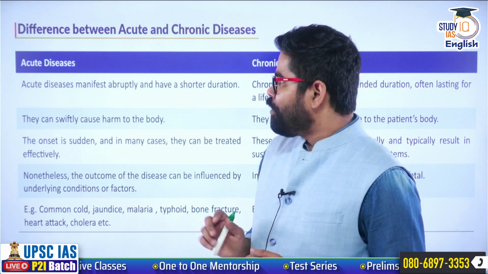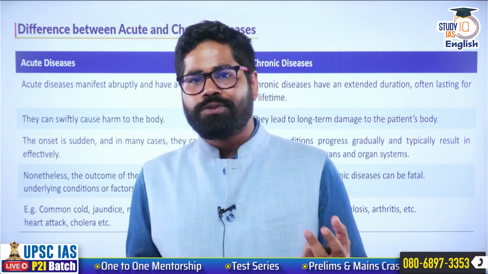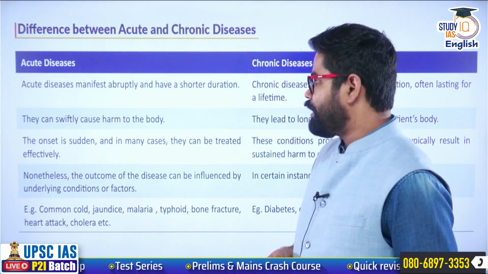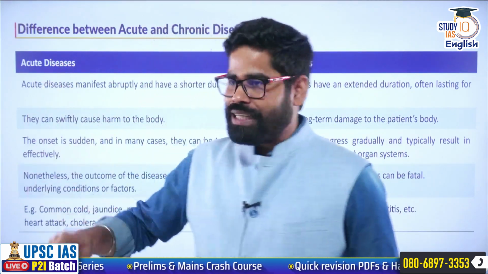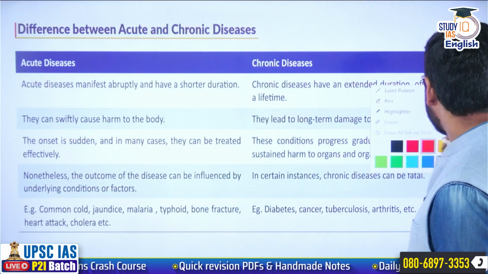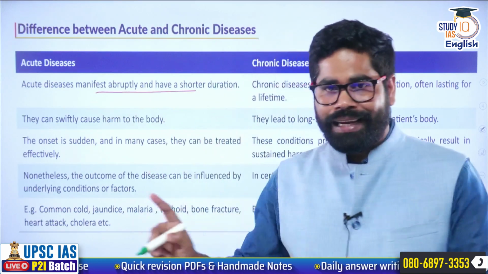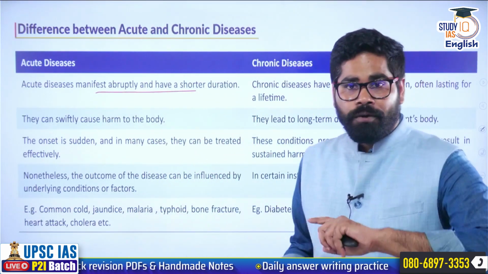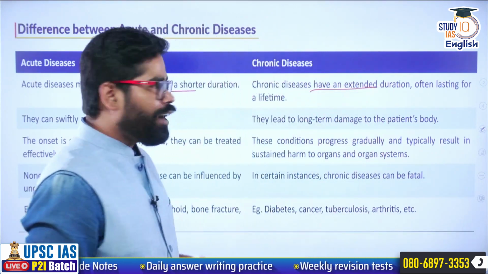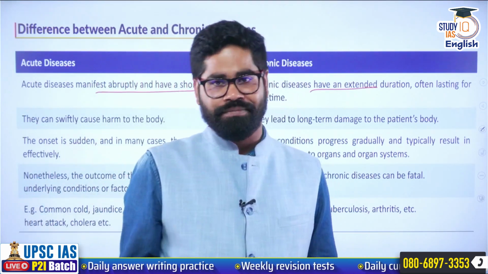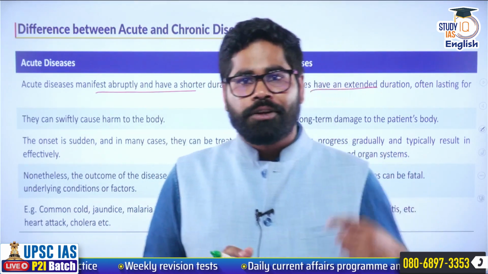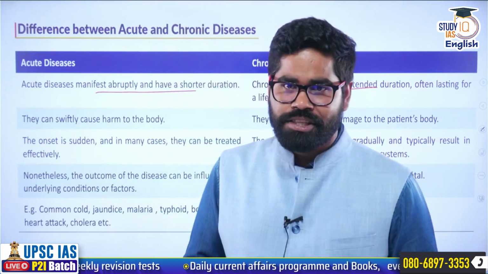We have two different types of diseases. One is called acute disease, the other is called chronic disease. So what is the difference between them? Basically, acute diseases manifest abruptly and have a shorter duration. So they start quickly, but they have a shorter duration. Whereas chronic diseases have an extended duration and often last for the entire lifetime. So they can start abruptly, but chronic diseases can be lifelong diseases in the body.